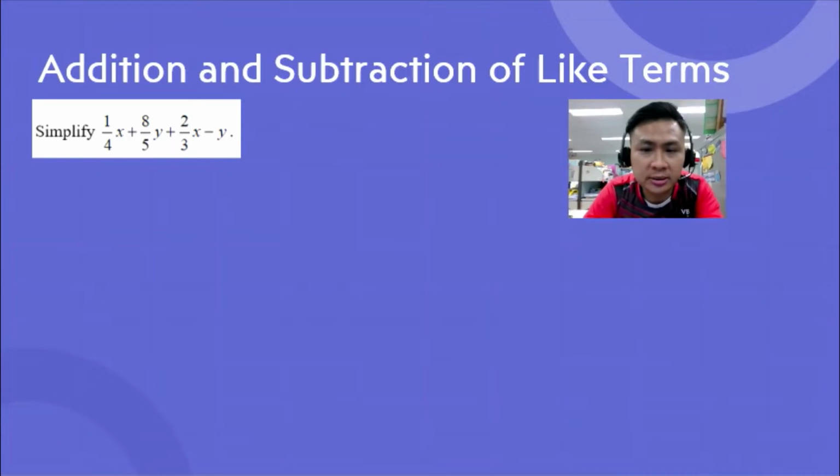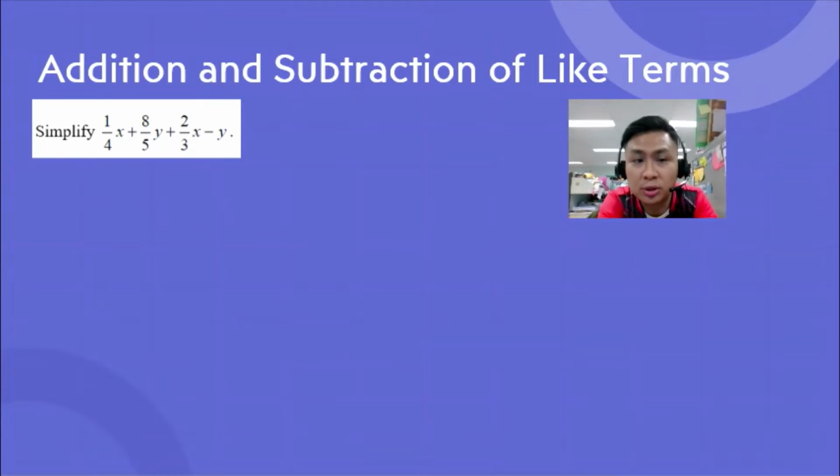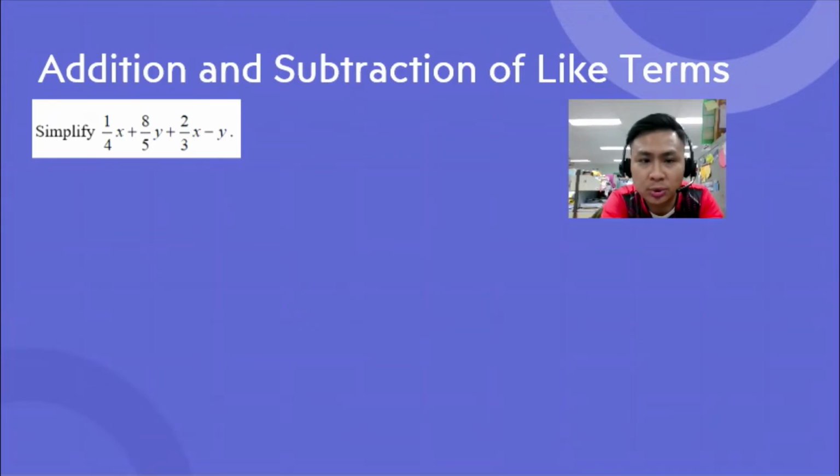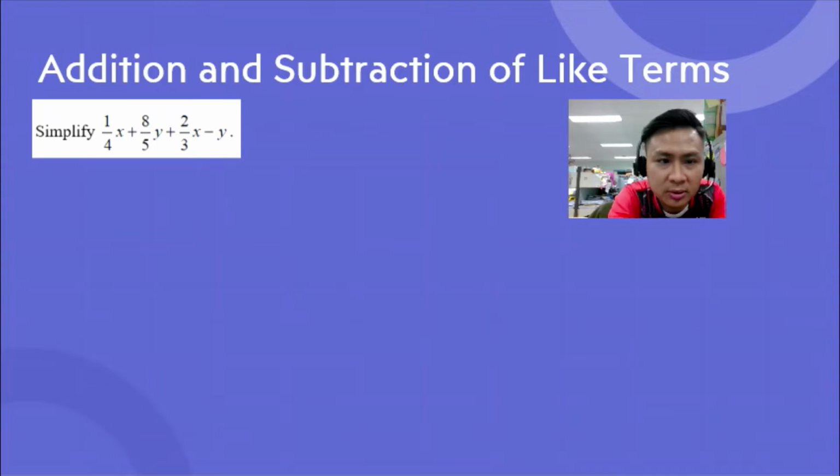When we are adding and subtracting like terms, what we need to do is rearrange the terms in the same order. So x will group with x because they are like terms, y will group with y, again because they are like terms. When we are arranging like terms, we'll follow the sign on the left side of each term. So for instance, 1/4 x is positive, 8 over y is positive, 2 over 3x is positive, y is negative. So we will arrange according to the signs. So it will be like this.